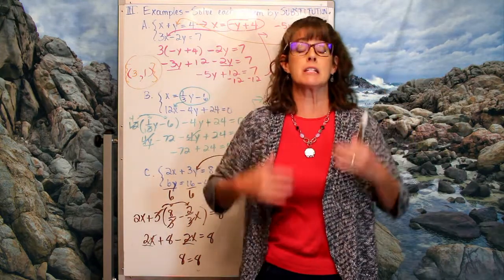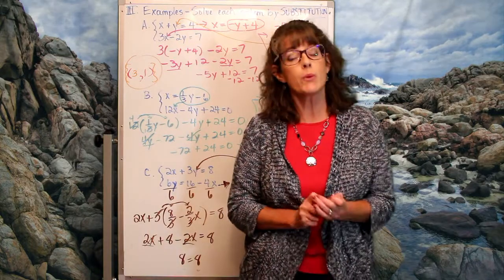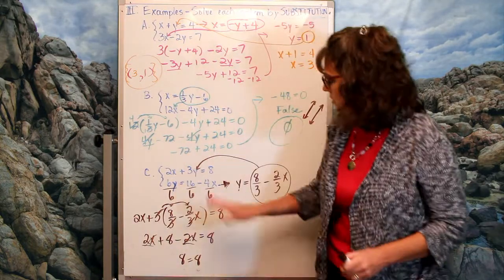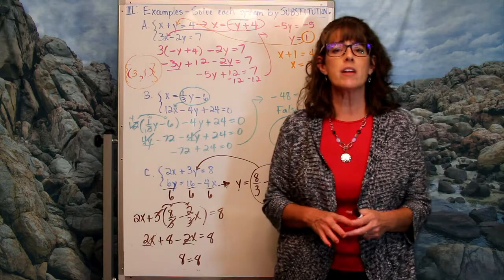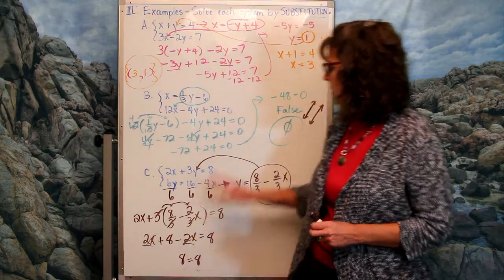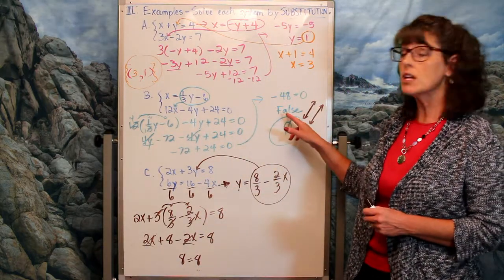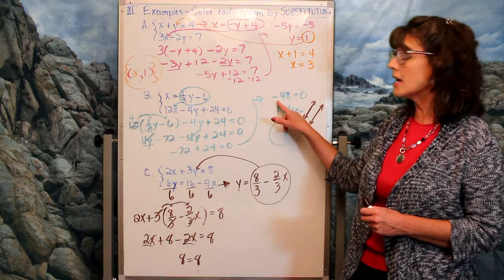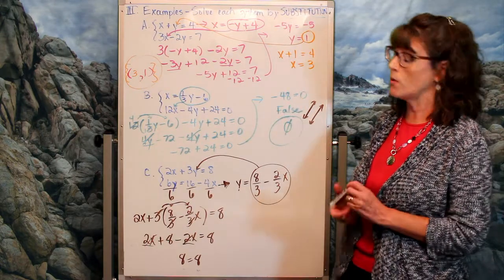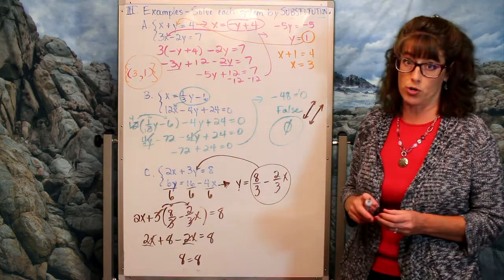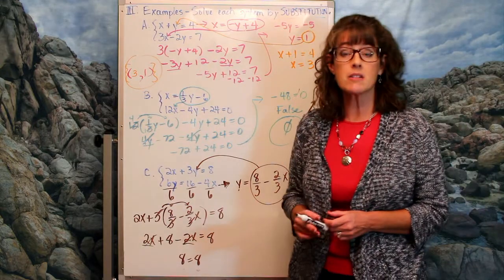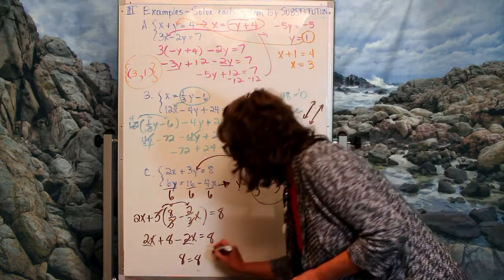Give me my smelling salts because the variable is gone. But remember, don't have that heart attack. Double check your work. We did everything correctly. This is where we look at that statement like we did in the previous one, where we discovered that it was a false statement because a negative 48 is definitely not a 0. That is no way true. But this is true because it says 8 is 8, and 8 is always going to be 8.